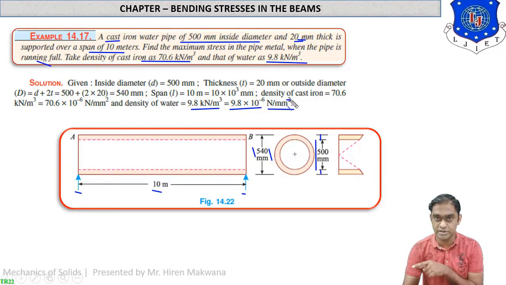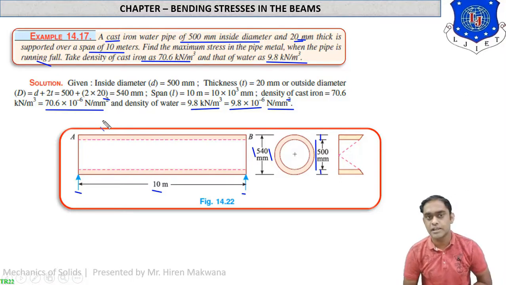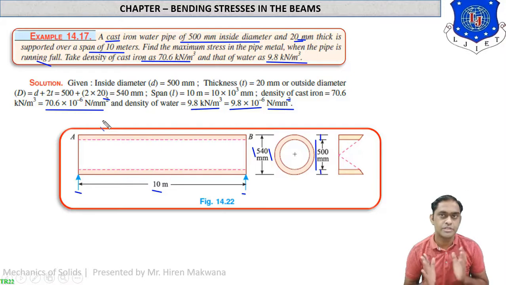Here it is not square, it is cube. Similarly over here, 70.6 into 10 raised to minus 6 Newton per mm cube. It is the density in Newton per mm cube which we require in the calculation. So in the calculation we are taking all the values in mm only. So this is a very important and tricky numerical.